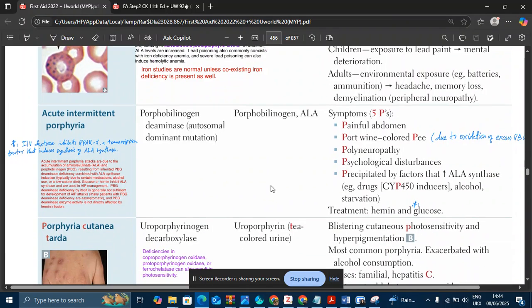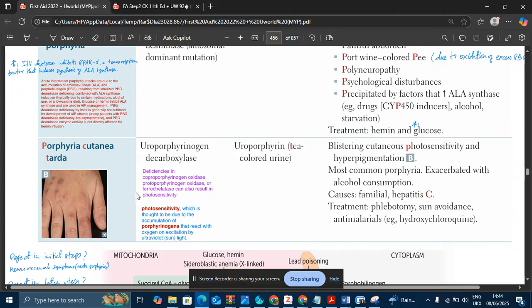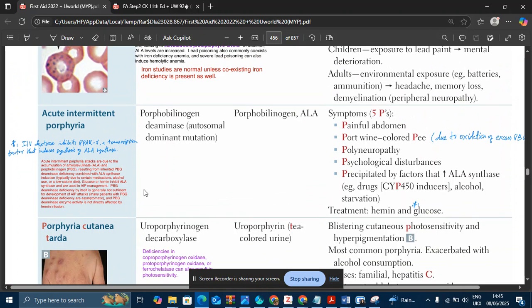In the next lecture, hopefully we will cover acute intermittent porphyria and porphyria cutanea. Again, very high yield topics for Step 1 and Step 2.